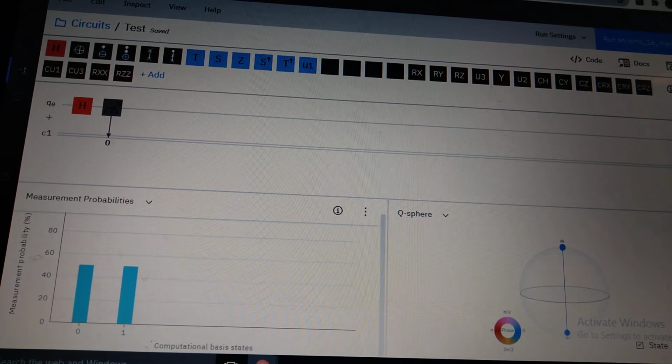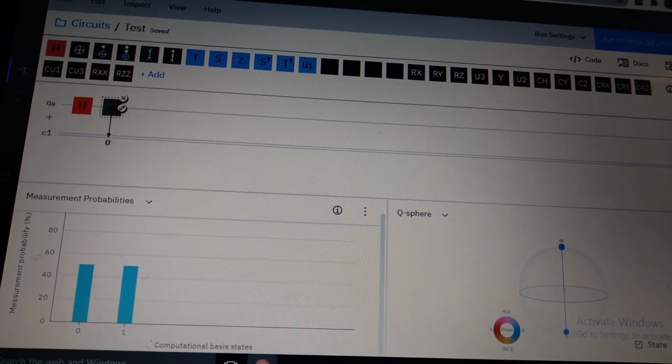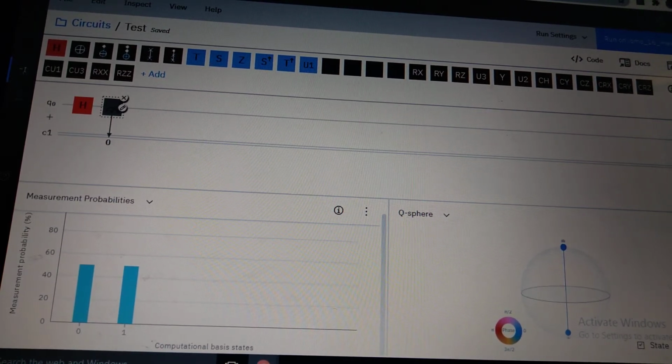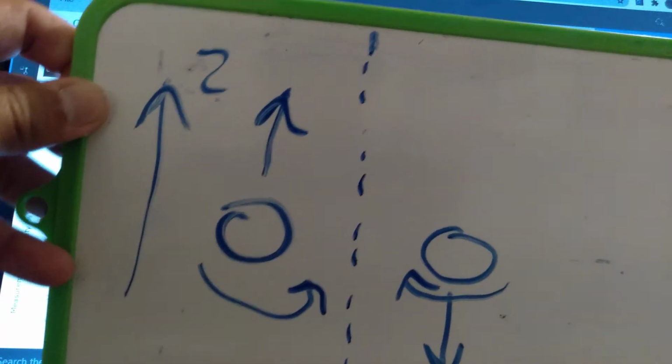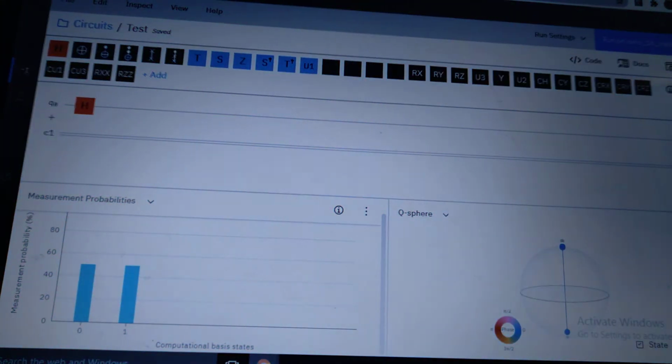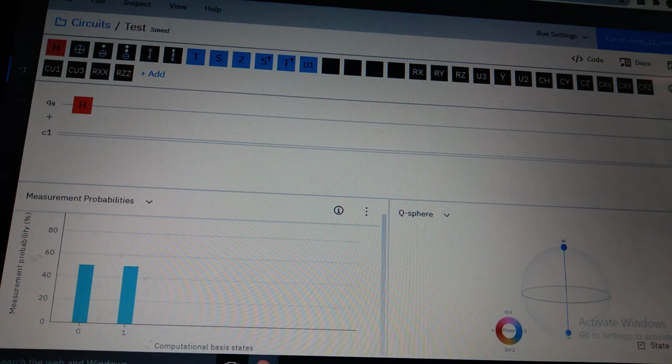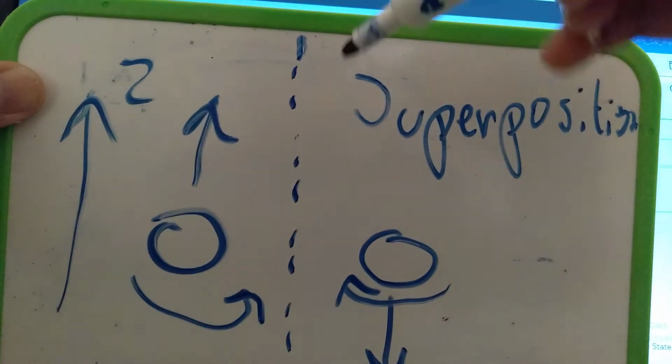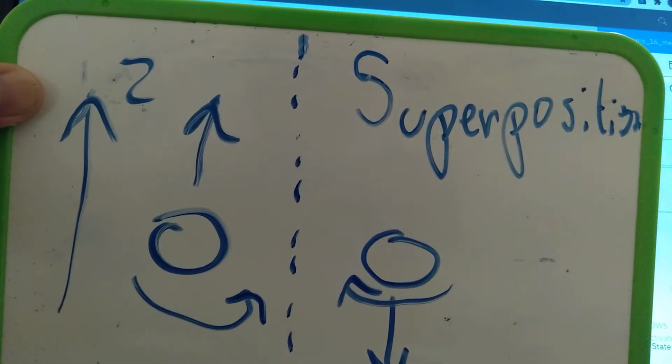So nothing interesting, but here's something more interesting that you can do. Now let me erase this one just for the sake of the next one. This one is called a superposition state, okay? Up or down is called superposition. Superposition, okay? Right there, superposition. All right.